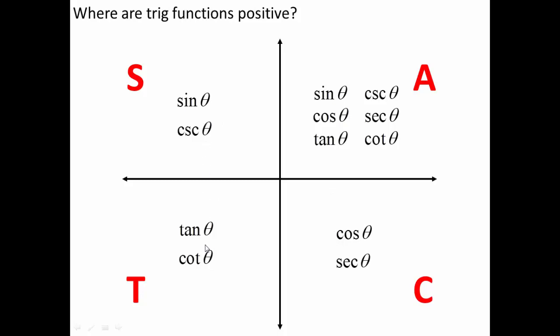Tangent is only positive where the signs are the same for both x and y, so tangent would have to be positive in 1 and 3. Or all students take calculus. ASTC. So let's look at an example where that would be relevant.